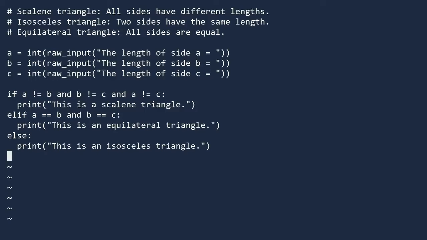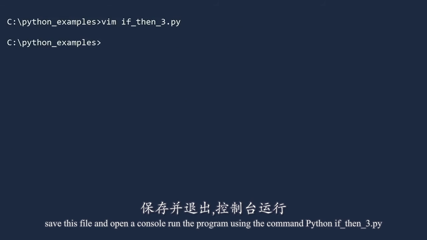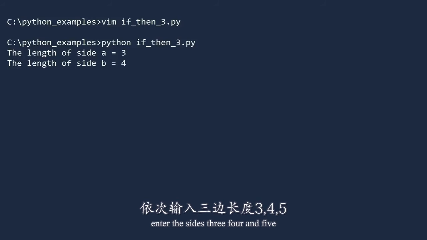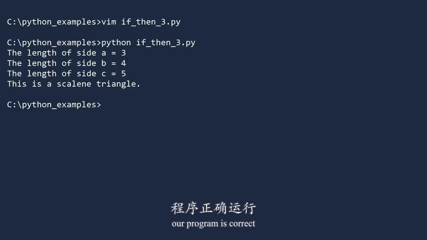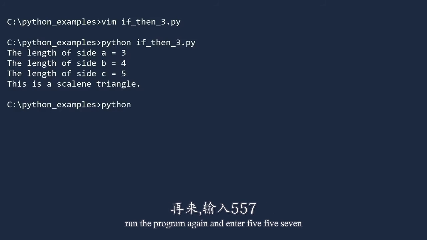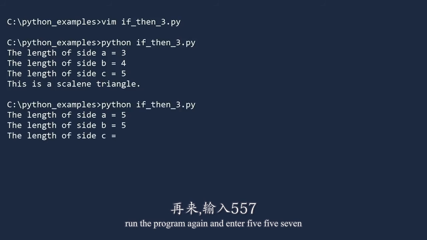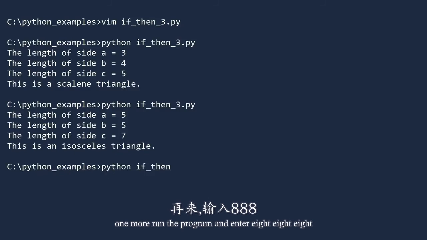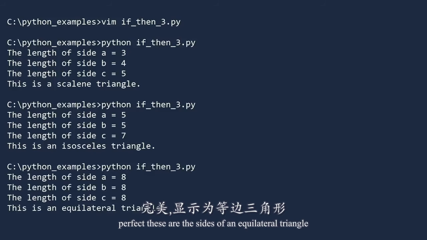Let's test our code. Save this file and open a console. Run the program using the command python if-then3.py. Enter the sides 3, 4, and 5. Our program is correct. A triangle with these sides is scalene. Run the program again and enter 5, 5, 7. Excellent. A triangle with these sides is definitely isosceles. One more. Run the program and enter 8, 8, 8. Perfect. These are the sides of an equilateral triangle.